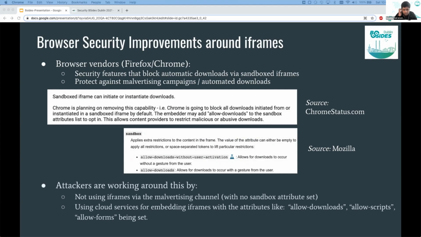So we are seeing that attackers are working around this by not using the malvertising channel. Instead, they pick a watering hole scenario or common cloud services to plant the iframes, which gives them the flexibility of defining the iframe attributes that they want. For example, in a specific drive-by download campaign, we observed a sandboxed iframe that was hosted on sites.google.com, but the allow-downloads directive was actually set, which allowed the attackers to trigger the download from the context of the iframe.